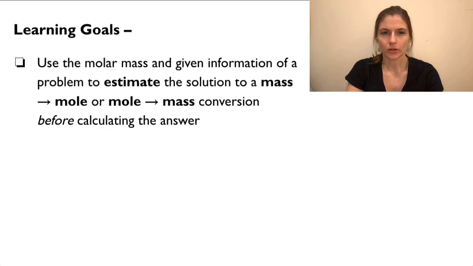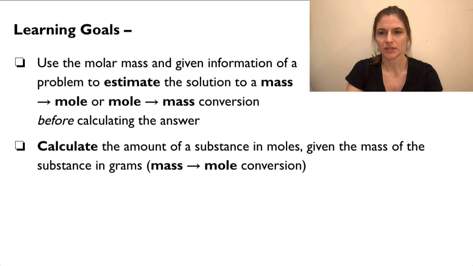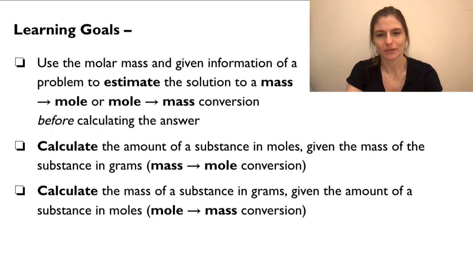Our second learning goal is to calculate the amount of a substance in moles given the mass of that substance in grams. So this is a mass to moles conversion. And then to do the opposite, to calculate the mass of a substance in grams given the amount of a substance in moles. So a mole to mass conversion.